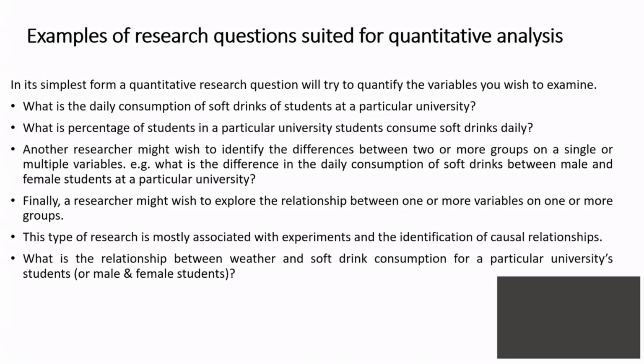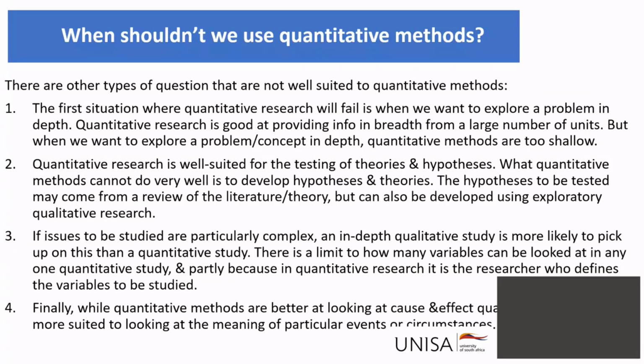Finally, a researcher might wish to explore the relationship between one or more variables on one or more groups. This type of research is associated with experiments and identification of causal relationships. Here we can look at the relationship between weather and soft drink consumption of a particular university student. In other words, when it's winter, do we see a lot of consumption of soft drinks or not? That makes for a quantitative question, which can be used to determine the quantities in different seasons of the year.